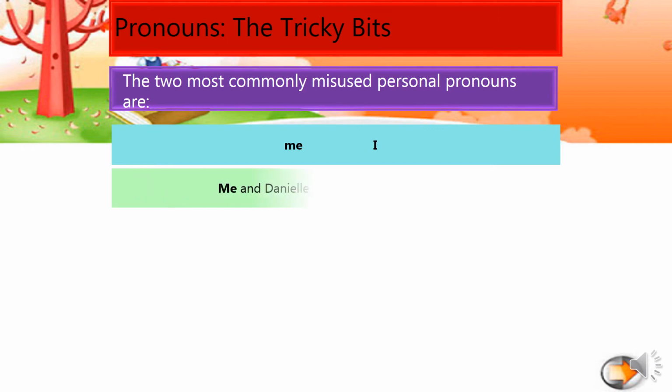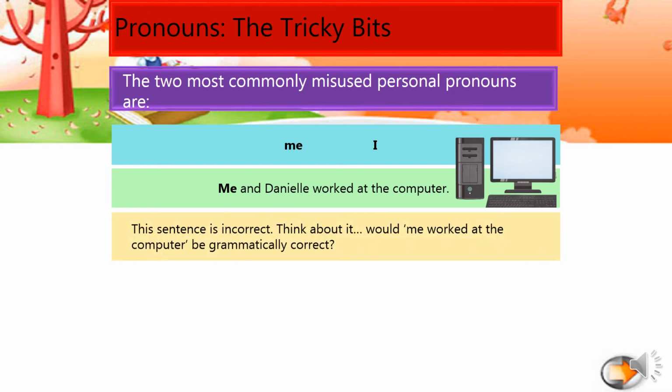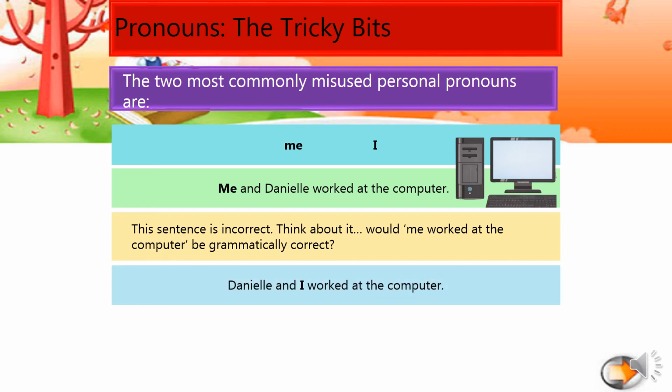Now, let's see. Me and Daniel worked at the computer. Is this a correct sentence? No, it's not correct. This sentence is incorrect. Think about it. Me and Daniel worked at the computer, is it grammatically correct? No, it's not correct. Now, how is it? Daniel and I worked at the computer. This is the correct sentence.